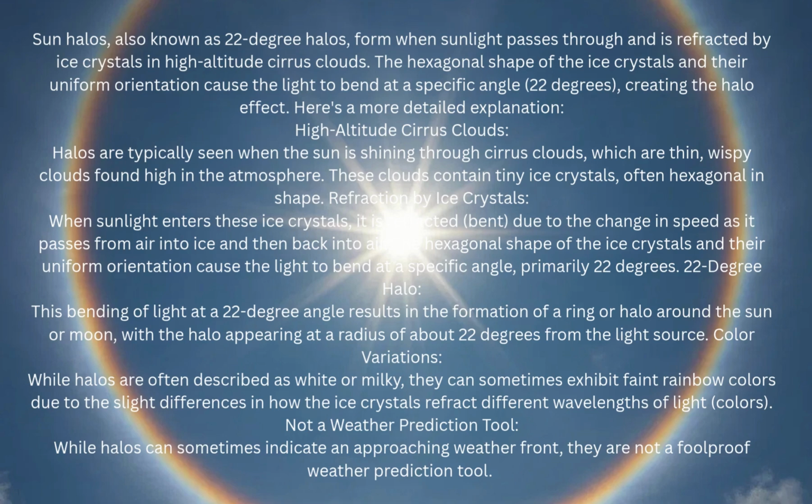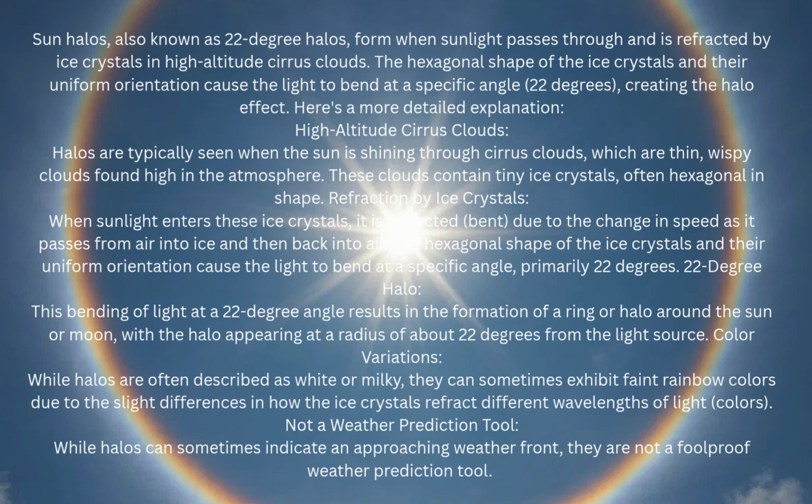High-altitude cirrus clouds. Halos are typically seen when the sun is shining through cirrus clouds, which are thin, wispy clouds found high in the atmosphere. These clouds contain tiny ice crystals, often hexagonal in shape.